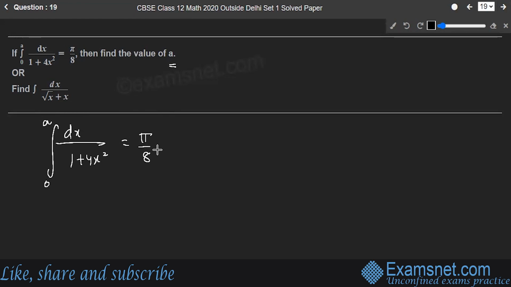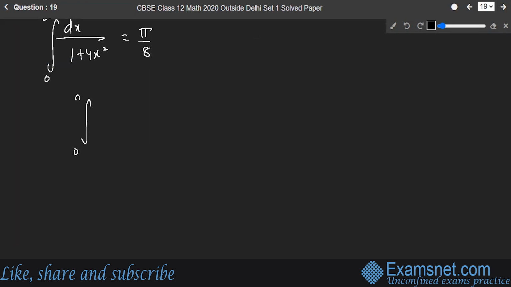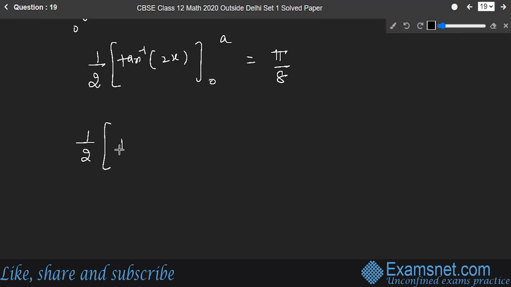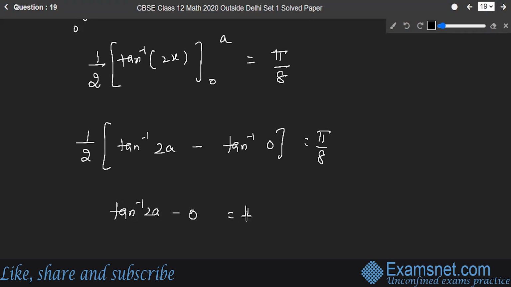Now 4x square can be written as integral from 0 to a of dx upon 1 square plus (2x) square. This is equal to pi by 8. This is the integral for tan inverse. See, the derivative of tan inverse x is 1 upon 1 plus x square, right? So this is half of the tan inverse of 2x, limits 0 to a. This is equal to pi by 8, right? So half of tan inverse of 2a minus tan inverse of 0 is equal to pi by 8. Or you have tan inverse of 2a minus 0 is equal to pi by 4.